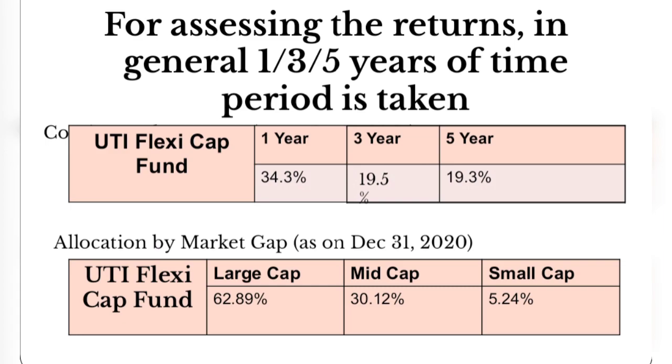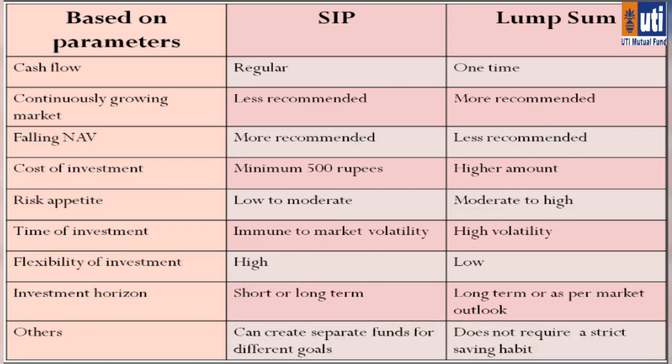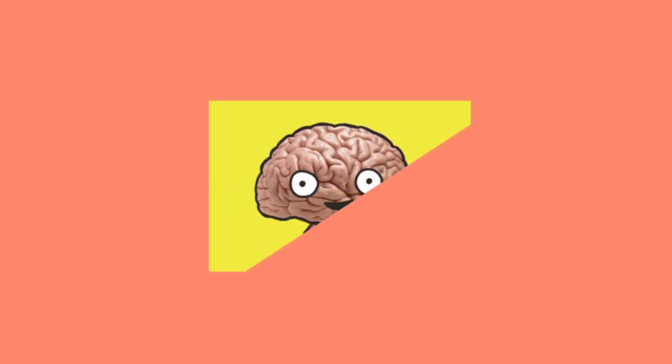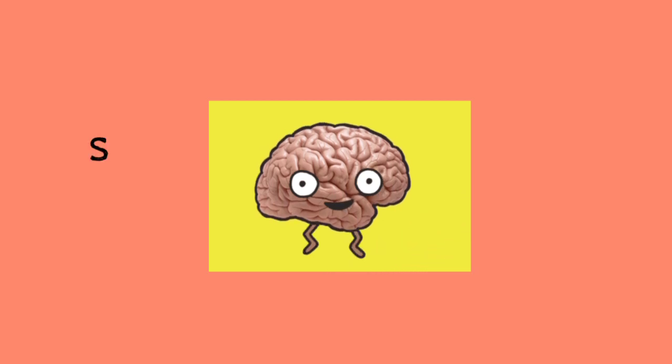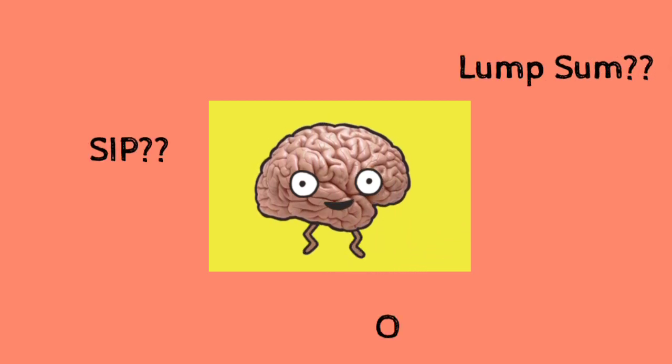Now, let's have a look on the SIP details for UTI FlexiCap Fund. Lastly, coming to the investment part, you can invest in lump sum or systematic investment. There are two ways how you can invest in FlexiCap Fund, which are given on the screen. Questions may arise in your mind, where can I invest SIP or lump sum? And can I opt for both SIP and lump sum?